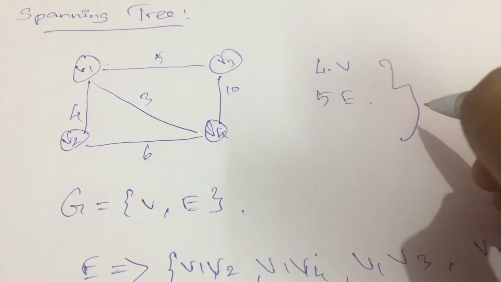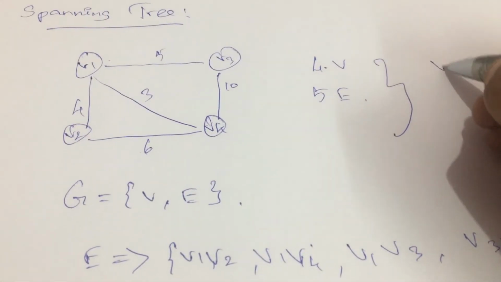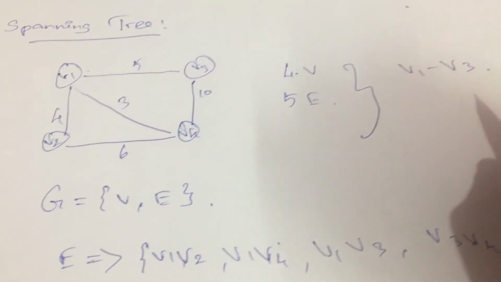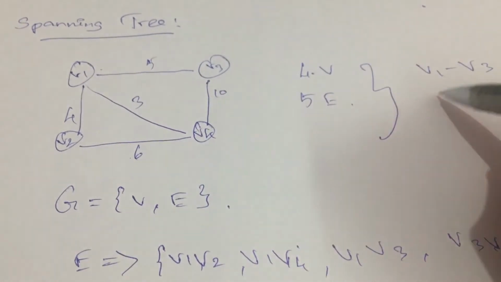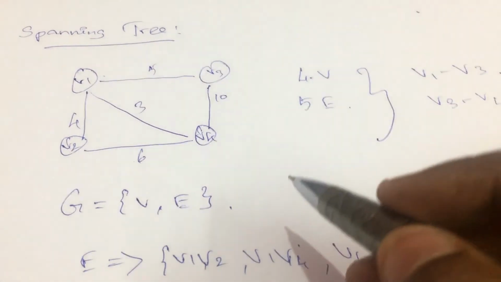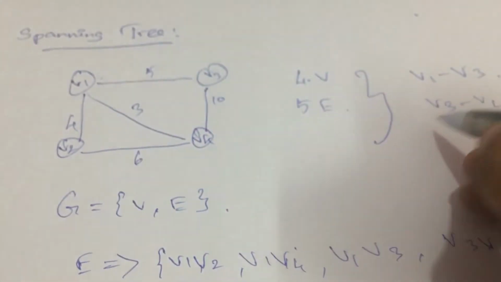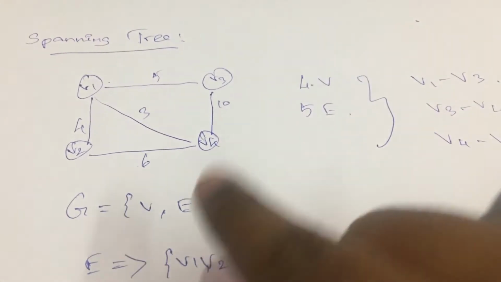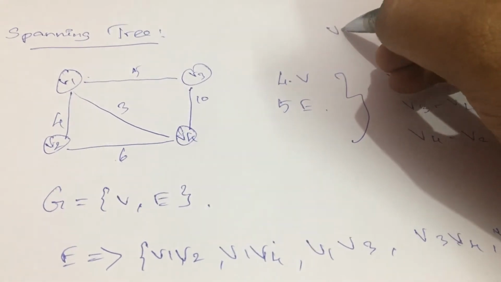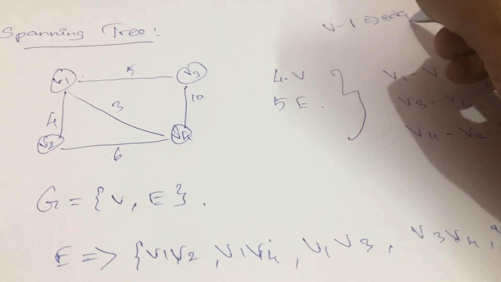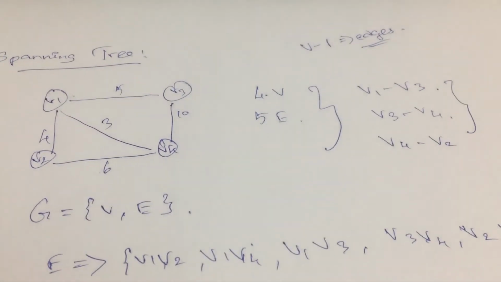So according to a spanning tree, what will happen is, first from v1, let us assume I'm going to v3, right? So from v1 I'll be going to v3. Now I'm in v3, so from v3 I'll go to v4, so v3 to v4. After that I'll be going from v4 to v2, right? Now see here, we have received 3 edges, right? Whenever we receive vertices minus 1 number of edges, we have to stop finding the ways.